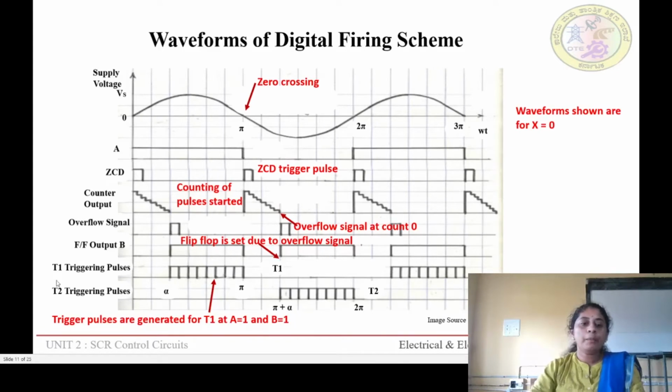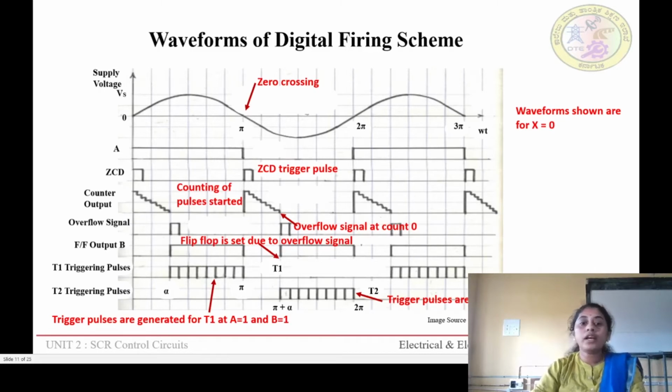The logic value B is then sent to the logic control block and then to the driver block, where each produces triggering pulses. Here you can see the thyristor T1 triggering pulses. Thyristor T1 triggering pulses are produced when A is equal to 1 and B is equal to 1, and for thyristor T2 the triggering pulses are produced when A is equal to 0 and B is equal to 1.